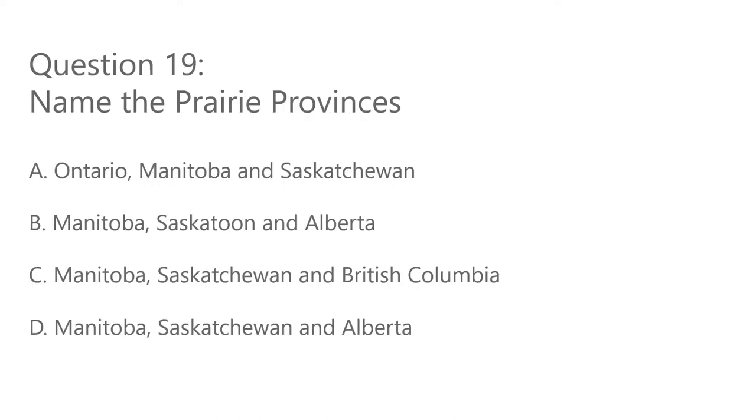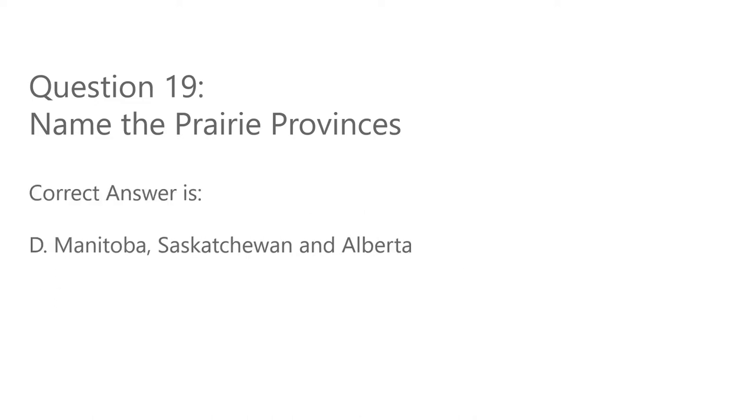Question 19. Name the prairie provinces. A. Ontario, Manitoba, and Saskatchewan. B. Manitoba, Saskatoon, and Alberta. C. Manitoba, Saskatchewan, and British Columbia. D. Manitoba, Saskatchewan, and Alberta. Correct answer is D. Manitoba, Saskatchewan, and Alberta.